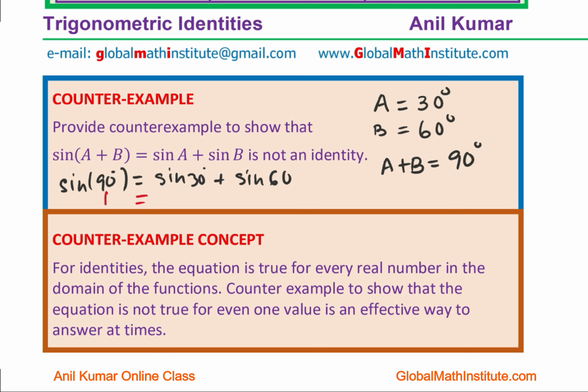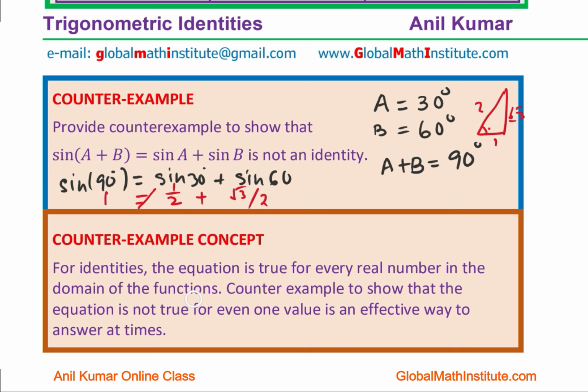And what is sine of 30? Getting back to our triangle, if you don't remember these values, so that is 60 degrees, sine is square root 3 over 2, and this is half, right? So this is half plus sine of 60 degrees, which is square root 3 over 2, right? And you know, half plus half is 1, not this. And since this is not true, we show with the help of a counter example that this is not an identity. Is that clear?